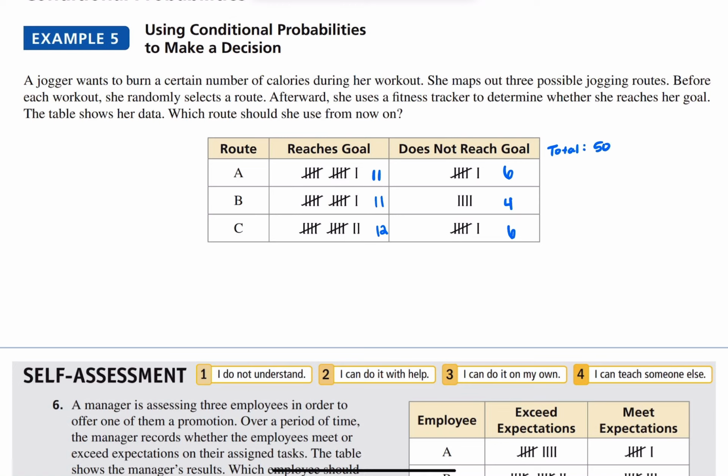So we're going to write our two-way table. We're going to say reaches goal, does not reach goal, and then we're going to say route A, B, and C.